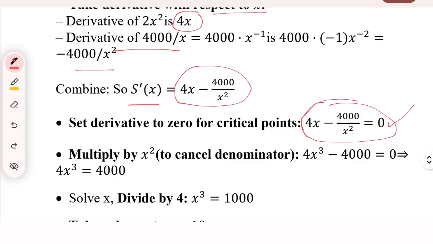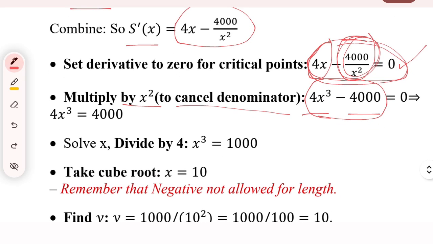Now that we have this equation, we will now solve for x. How would we solve for x? Here we have a fractional form. We will first multiply both sides by x squared to cancel the denominator. What is left there, if you multiply this one by x squared, it would be 4x cubed. You multiply this one by x squared, what is left is only 4,000. So you will have 4x cubed minus 4,000.